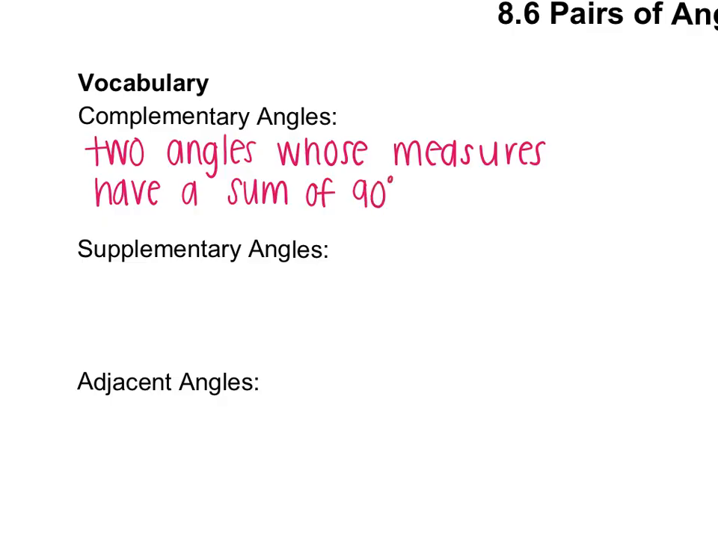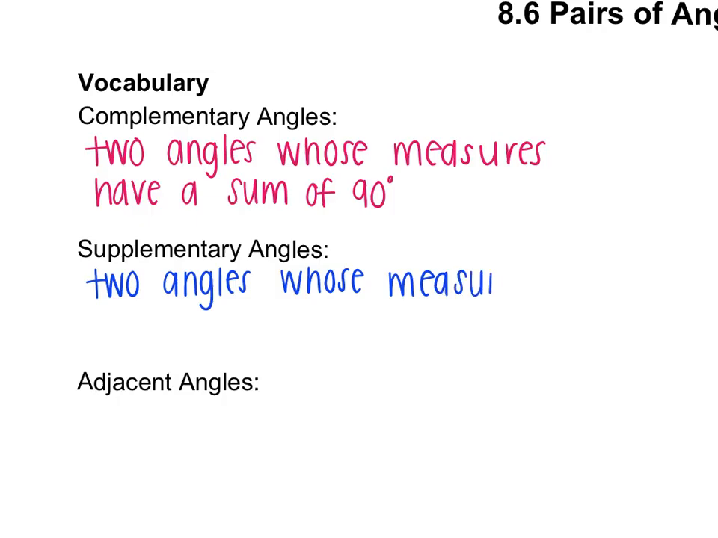Similarly, supplementary angles are 2 angles whose measures have a sum of 180. So if 2 measures have a sum of 180, then those are supplementary angles. So supplementary angles would be 2 angles whose measures have a sum of 180. So 90 is complementary, 180 is supplementary. That's what we have to remember.